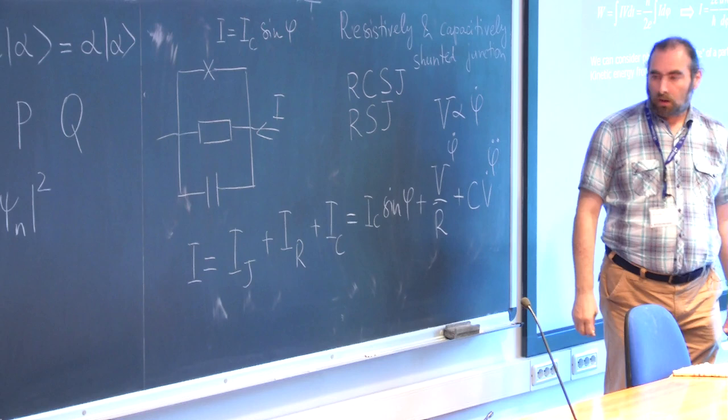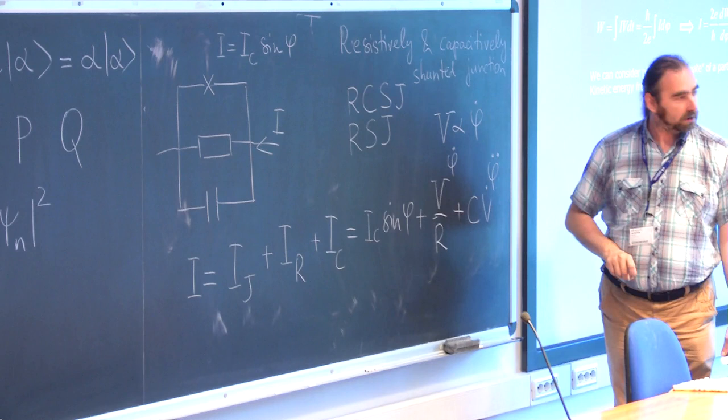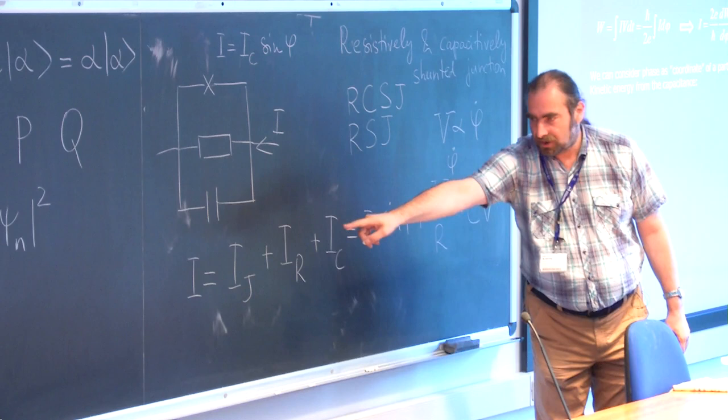Okay, that actually means a lot of things. So we have that equation, right? We have phi double dot times something plus phi dot times something equals I_C sine phi minus this current.